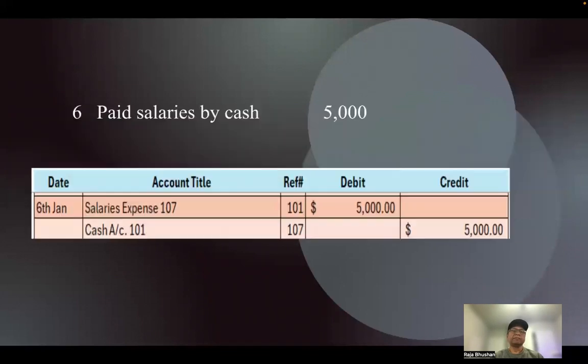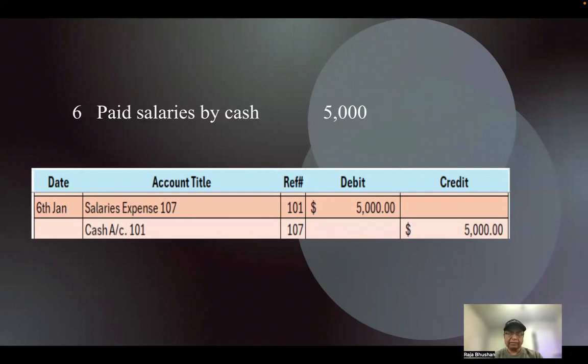Paid salaries by cash. That means what happened here? The sixth transaction is we paid salaries. Salaries is an expense, right? So debit salaries expense. Remember, incomes are credited, expenses are debited. So debit salaries expense. And since we are paying it by cash, cash is an asset, cash is going out, cash is decreasing.